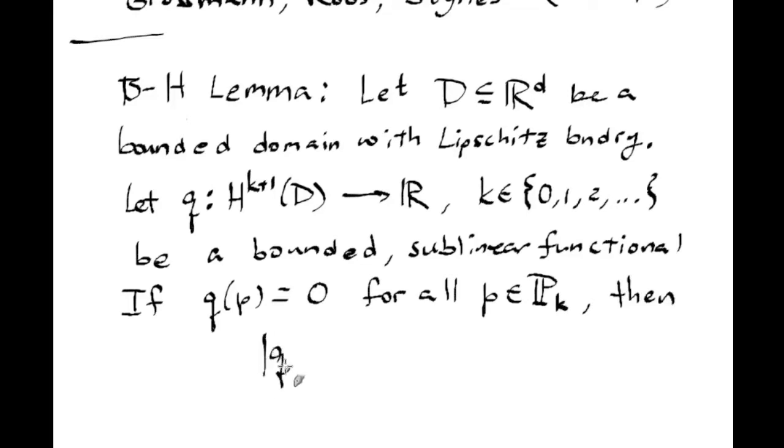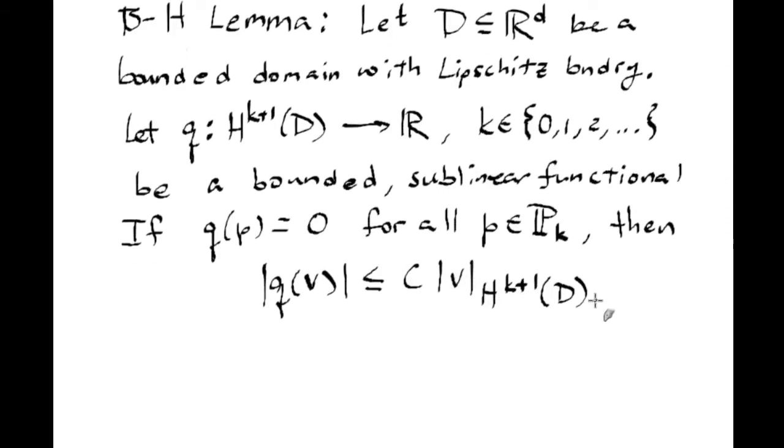We have that the absolute value of Q of V is bounded by a constant times V, and I'll say what this is in just a moment. It's bounded by V in the H^(k+1) semi-norm. Not the full norm, but the semi-norm. So this is the lemma.